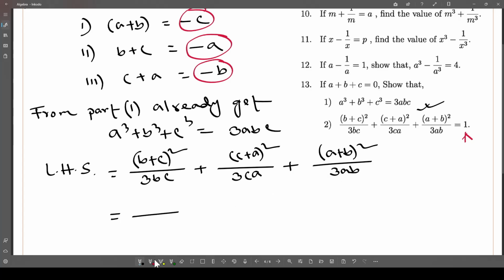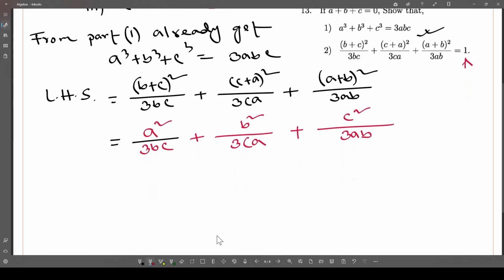Now we can put in the values. Look, b plus c whole square, b plus c means what? Minus a, so minus a square means a square, and here is 3bc. And c plus a is minus b, so minus b square means b square, and here is 3ca. And a plus b is minus c, so minus c square means c square, and here is 3ab.